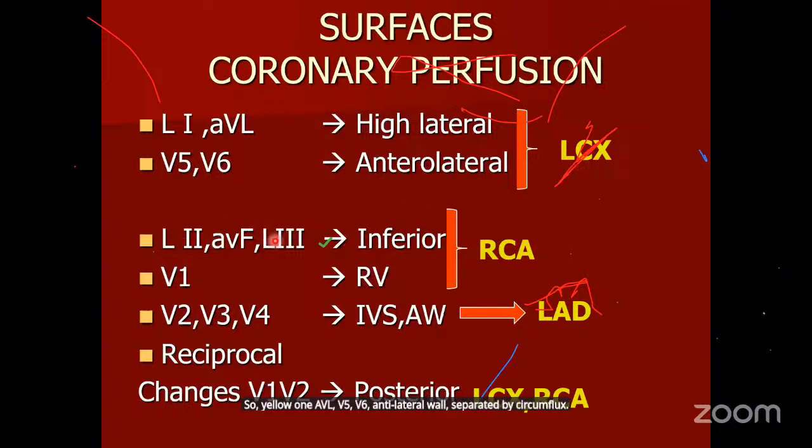L2, L3, AVF and also V1, which is the right ventricle, are supplied by the right coronary artery. V2, V3, V4, which is the interventricular septum and anterior wall, are supplied by the left anterior descending artery. And the posterior wall, which can be seen either through the reciprocal changes in V1, V2, or directly by recording from V7, V8, and V9, can be supplied by either the circumflex or the right coronary artery, depending upon its dominance.